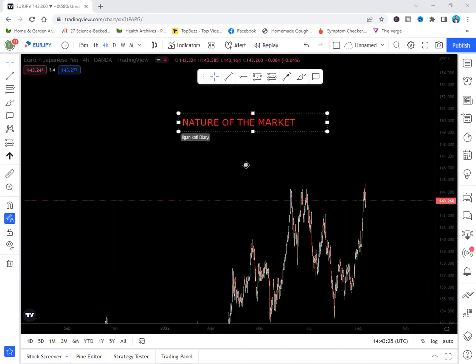What is the nature of the market? It simply means the behavior of the market, how the market behaves or how it moves or how it does its things. Once you understand how it does some things, you will come to appreciate how to use that basis to take some decisions. And so the nature of the market simply means how the market behaves. How does the forex market behave?